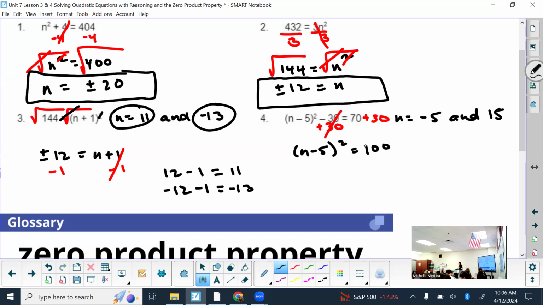100. Now what's farther from the end, the 2 or the 5? Opposite of squaring is the square root, whatever you do to one side. So we cancel out the exponent of 2 that way. We get n-5 equals square root of 100. Plus or minus 10.